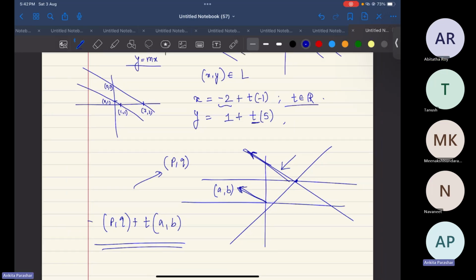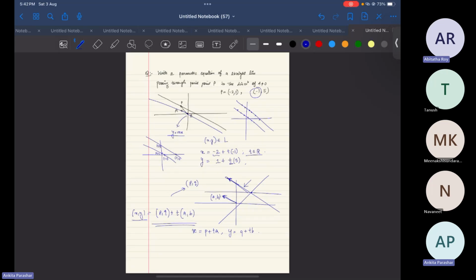Yes. This is how you will get all points. So you can simply write your coordinate x as p plus t times a, and then y is q plus t times b. This is exactly what we are doing, right?